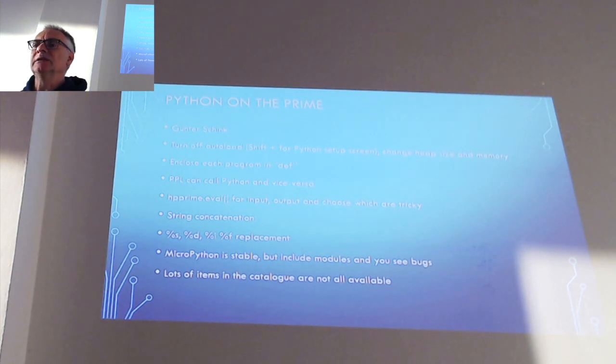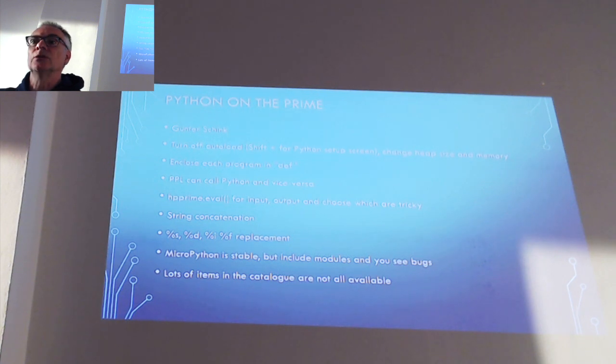He says it is stable, but the moment you include any library modules, any Prime modules from the library, it all becomes a bit buggy and a bit crashy. And there's lots of items that are listed in the catalogue on the Prime that aren't actually implemented. It tells you it's got a function in the library. It claims to have imported it, but it just doesn't execute when you try using it. So there's a lot of work to do on that.